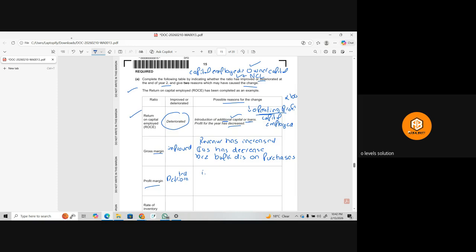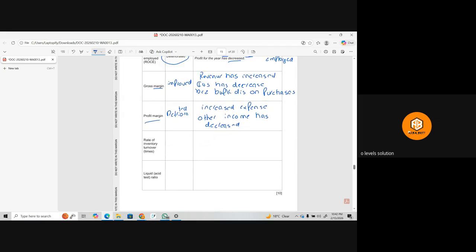And it may mean that maybe the expense has increased. That's why your profit is declining, or maybe other income, because we know that the other income is part of the income we need to add to the gross profit. So maybe the other income has decreased, or revenue has decreased. Can we say that? Yeah, multiple reasons we can say: cost of sales has increased, GP declined, sales declined. We can write anything here.